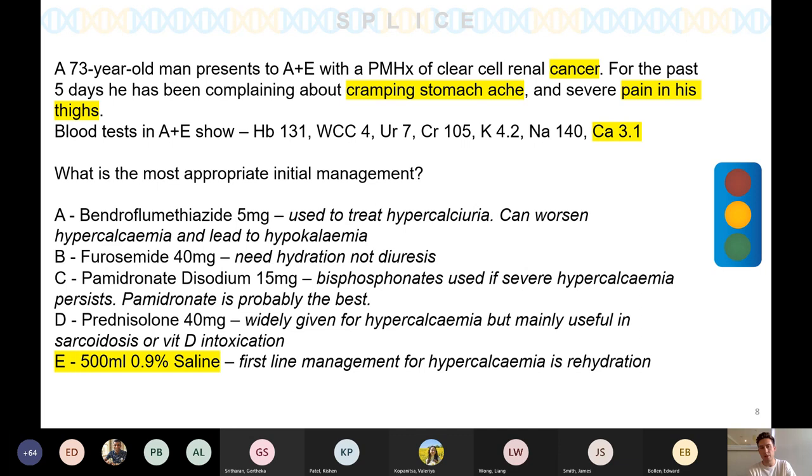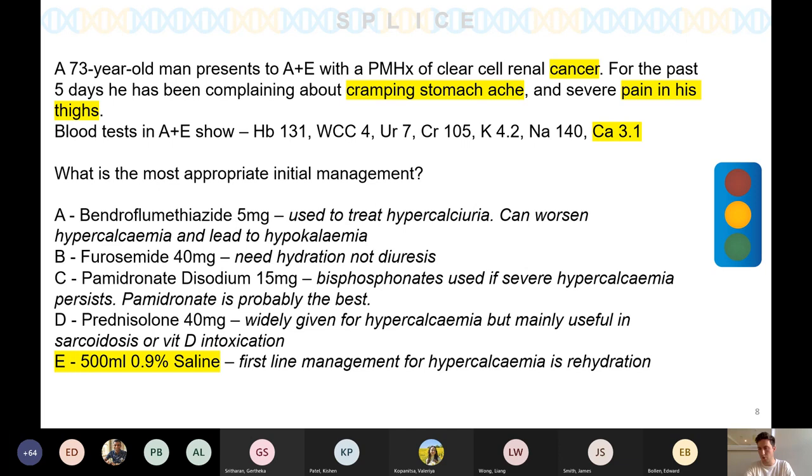Prednisolone can be used if somebody's taken a vitamin D overdose, or in sarcoidosis as well. And then bendroflumethiazide can be used to treat renal stones, because what it does is it takes calcium and puts it back into the blood. So that can be useful in terms of preventing hypercalciuria, but in terms of hypercalcemia management, that would actually be quite detrimental.